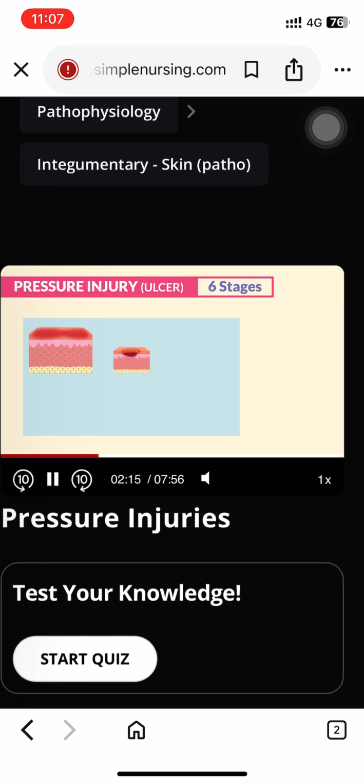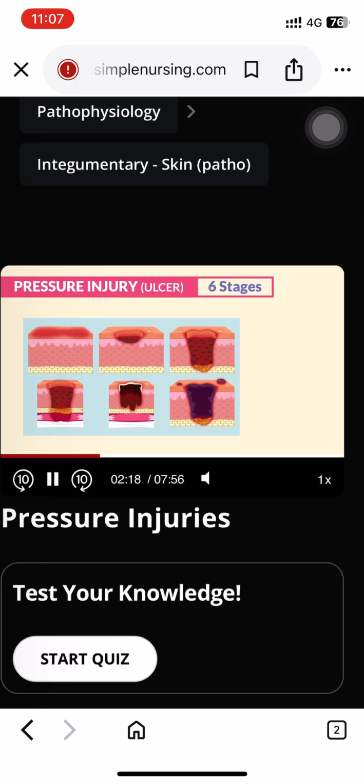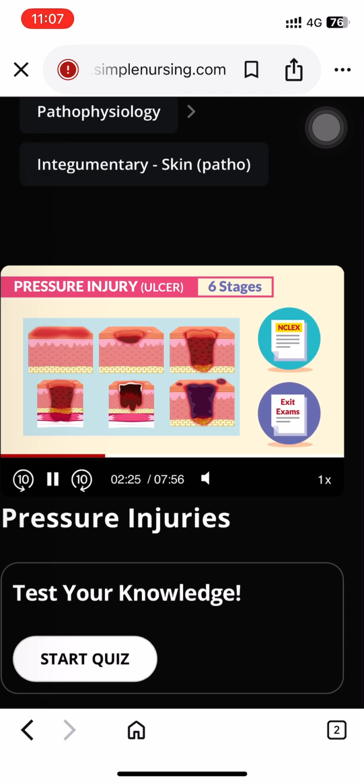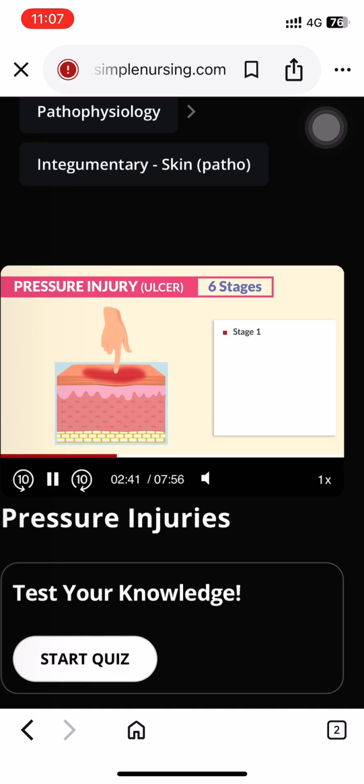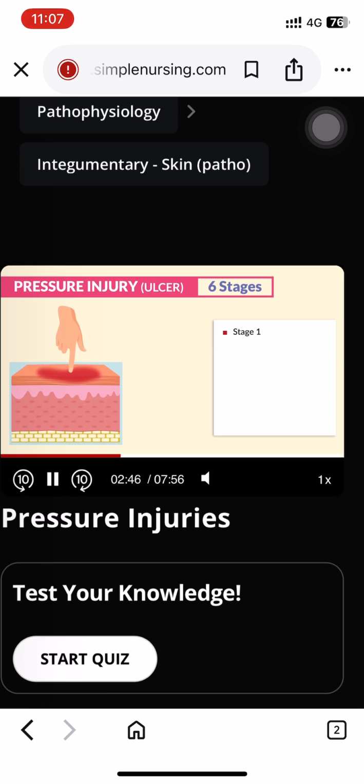Now, in terms of the 6 stages for pressure injuries, make sure to focus here on the pictures. The NCLEX and exit exams love to show pictures and ask you to name the stages. So stage number 1, we have red skin that is intact and only affects the epidermis, the outermost layer of the skin. So just think only 1 layer of skin damage for stage 1. Now it's non-blanchable, meaning that it does not turn white when pressed on. It stays red. Now if it is blanchable, then it's not a pressure injury yet.